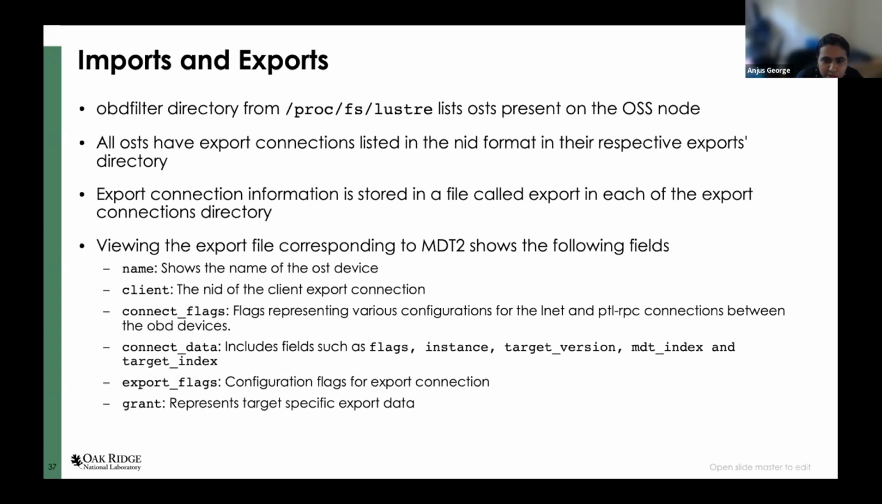Name, this shows the name of the OST device. Client, the NID of the client export connection. Connect flags, which are the flags representing various configurations for LNet and portal RPC connections between the OBD devices, and a few other fields such as connect data, export flags, and grant, etc.